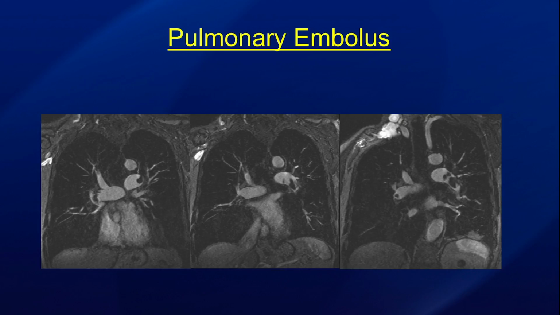Pulmonary embolus, I think this was just picked up incidentally on this patient. So you can see the thrombus right here in the main pulmonary artery coming down in the lower lobe pulmonary artery. The other thing to consider is sometimes when you have patients with high creatinines, but they're not so high that they can't have gadolinium, we'll do an MR with gadolinium instead of a CT with IV contrast.